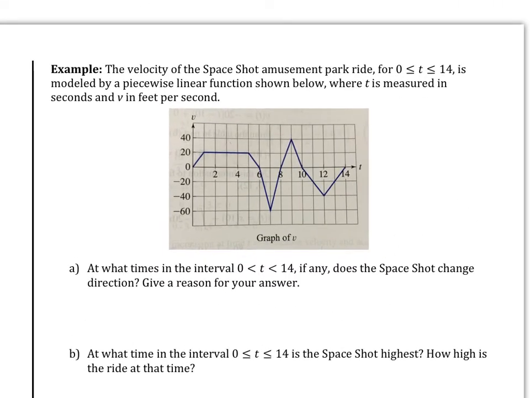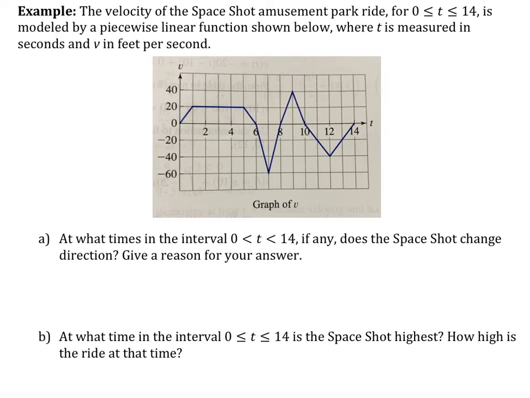Okay, next question. The velocity of the Space Shot amusement park ride for t between 0 to 14 is modeled by a piecewise linear function shown below, where t is measured in seconds and v in feet per second. Okay, look at part A. At what times in the interval from 0 to 14, if any, does the space shot change direction? Give a reason for your answer.